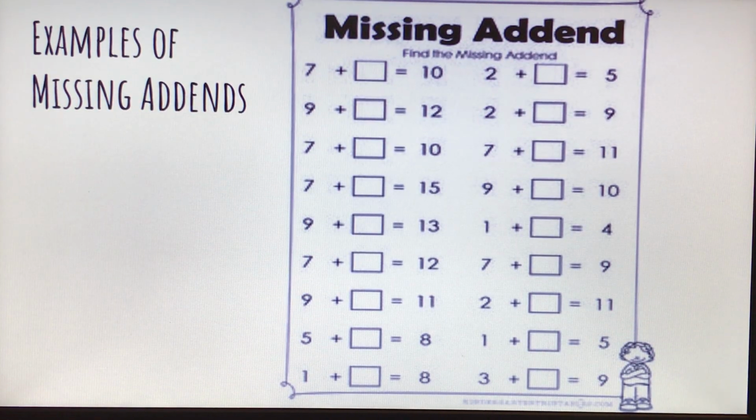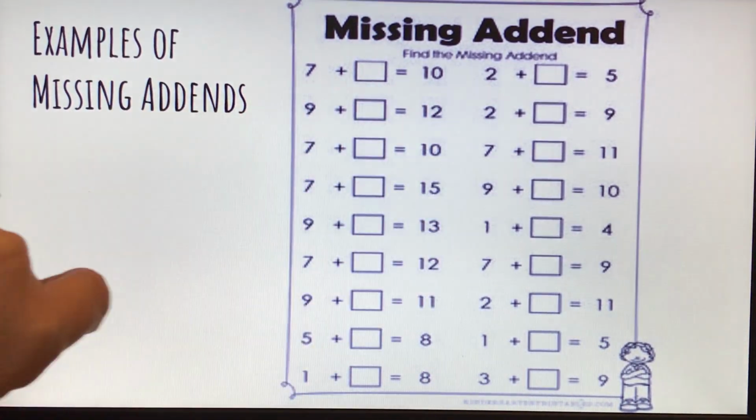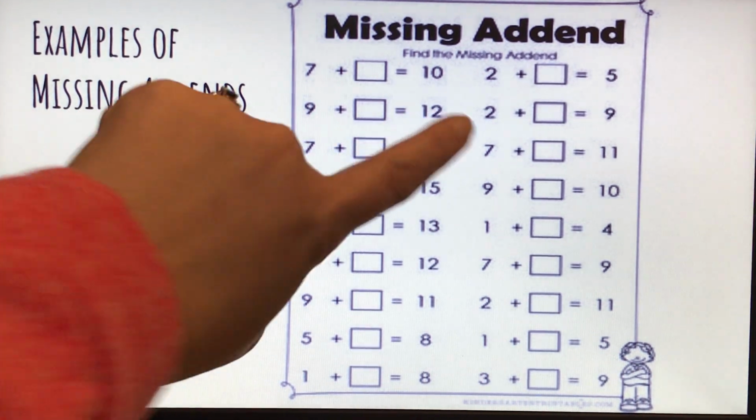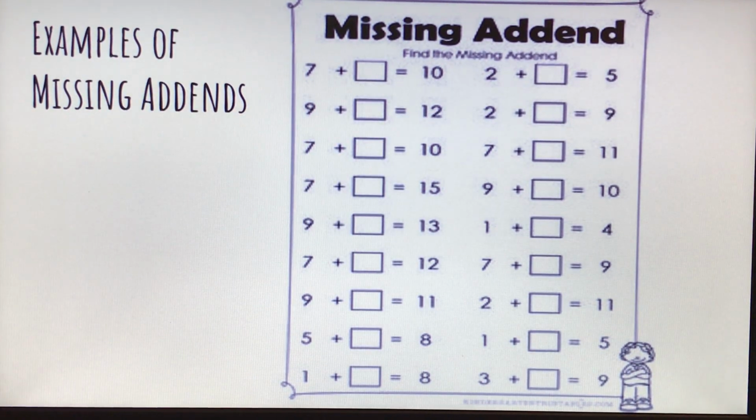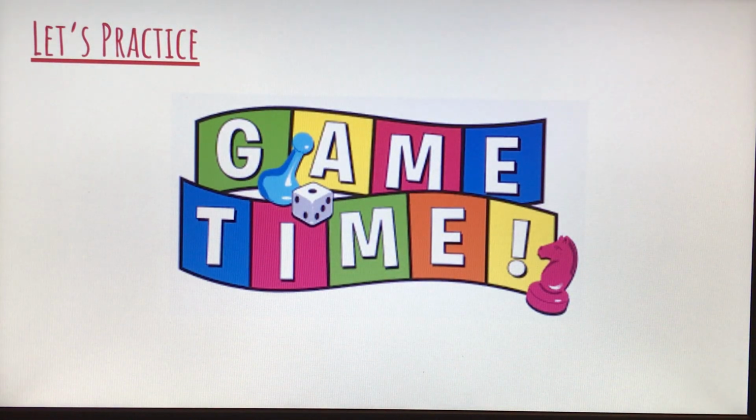So here are some examples of missing addends. You could have 7 plus some number equals 10, 9 plus some number equals 12, and so on. So these are just a few examples. It gives you one of the parts. You have to figure out what other part you must add to it to get to the answer, which is after the equal sign. So let's do a little game to practice.